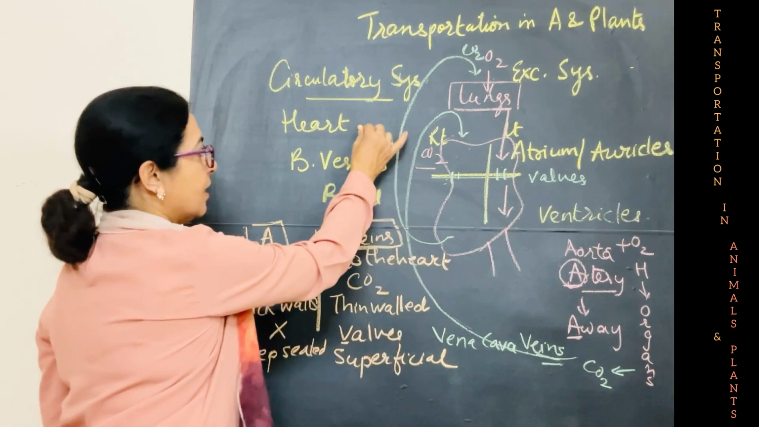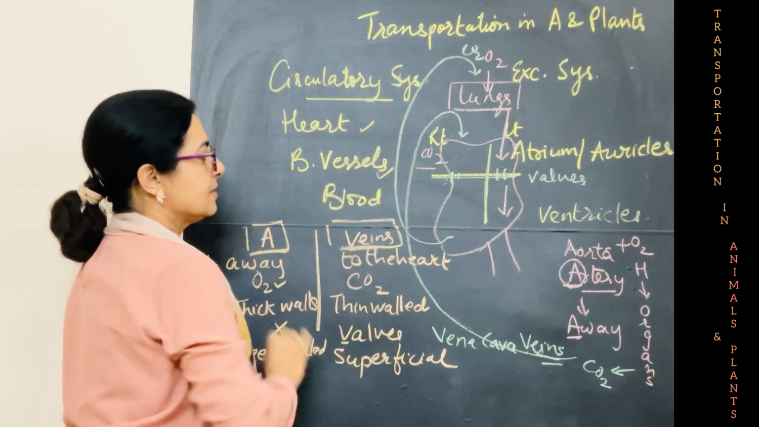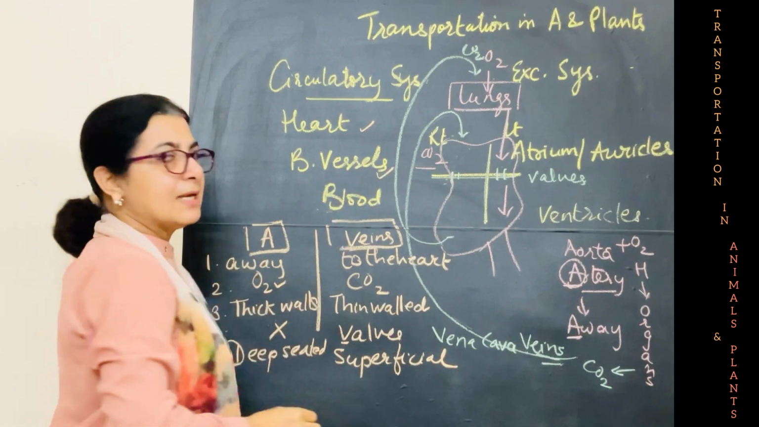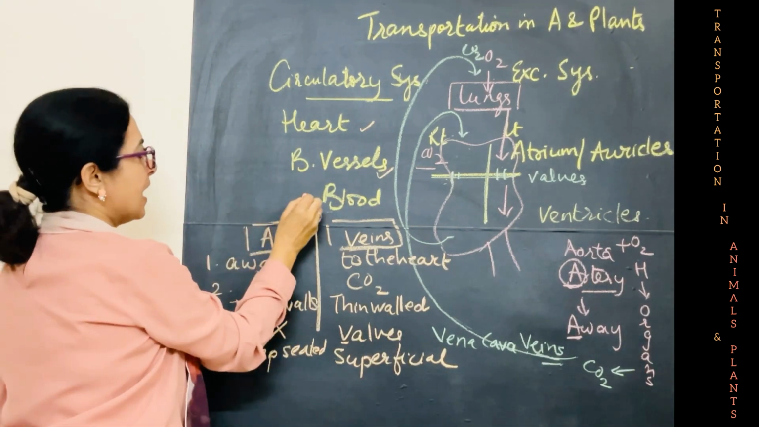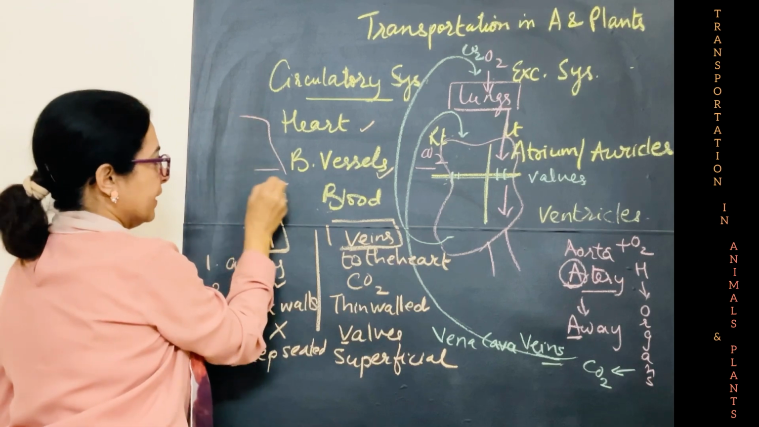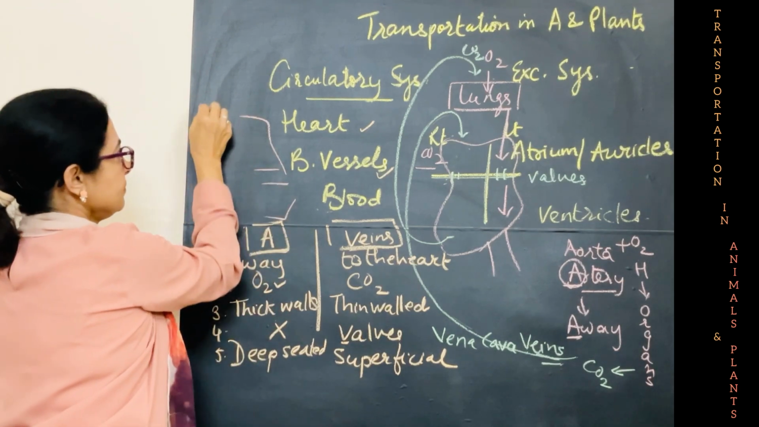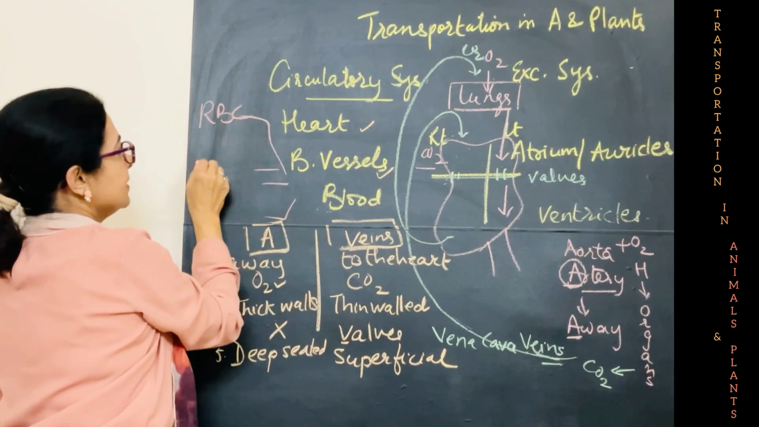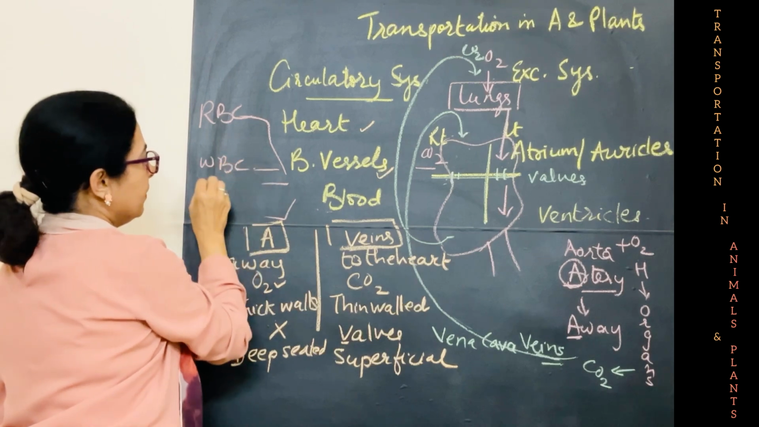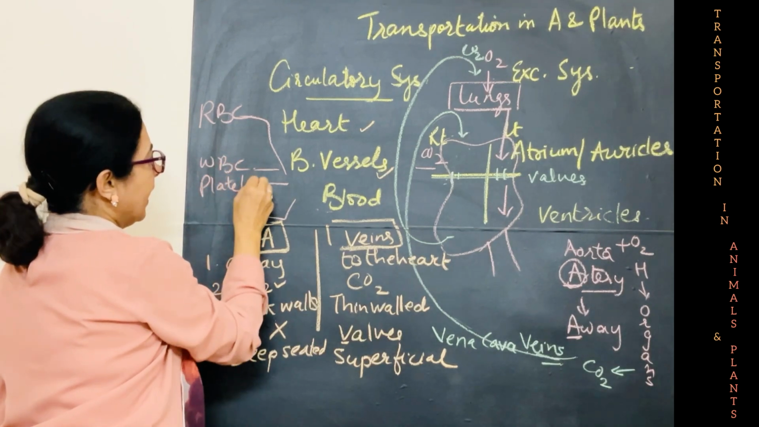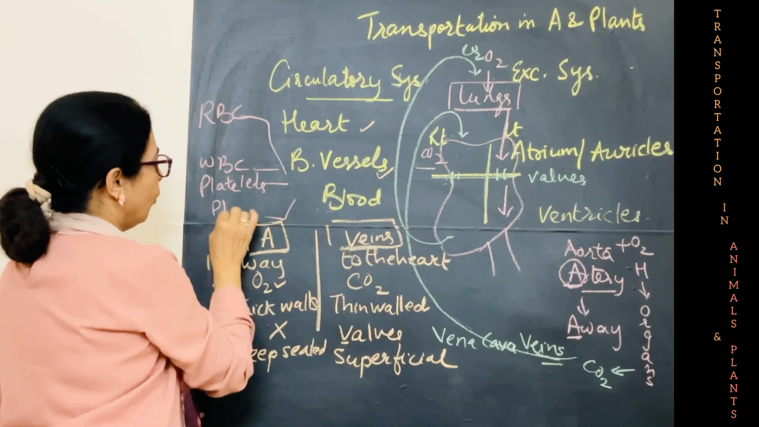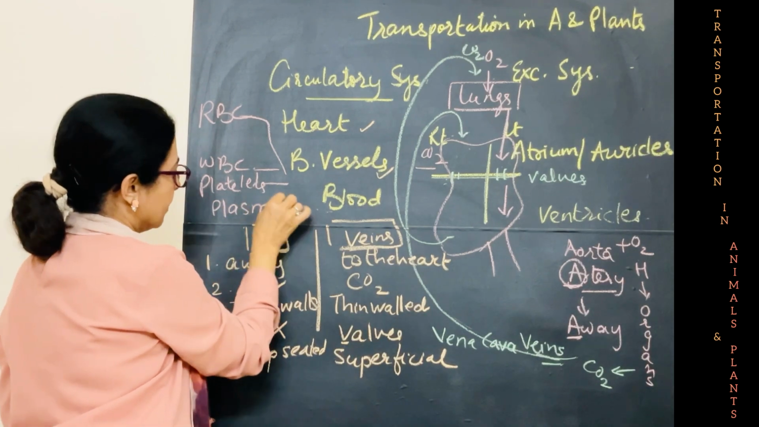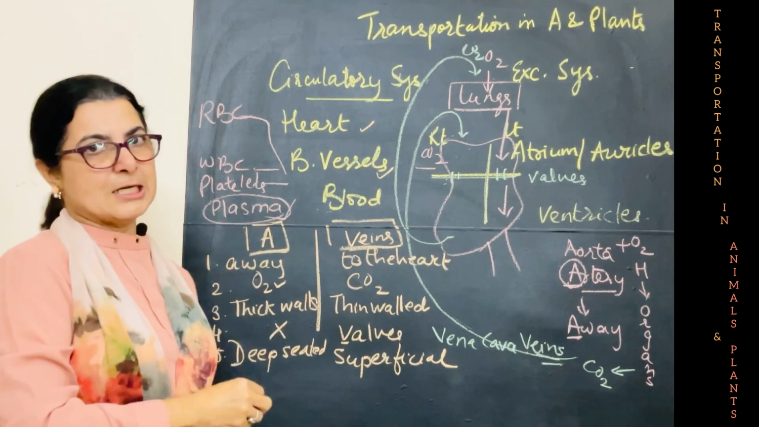We have discussed the heart, we have discussed the blood vessels, and now we need to discuss the blood and the composition of blood. Always remember students that blood has components like RBCs, WBCs, blood platelets, and these blood cells are all floating in the plasma.